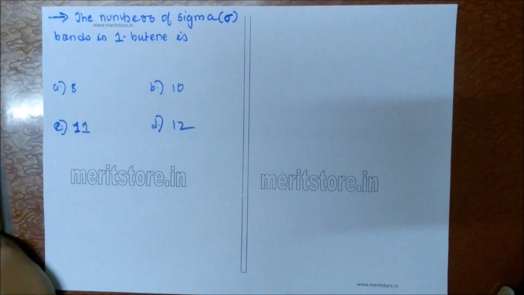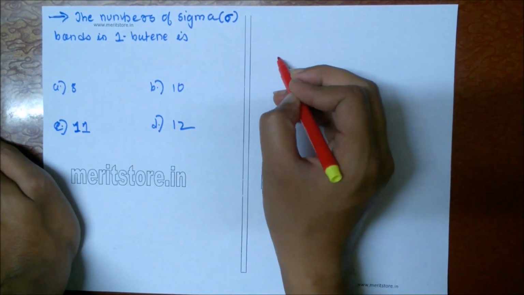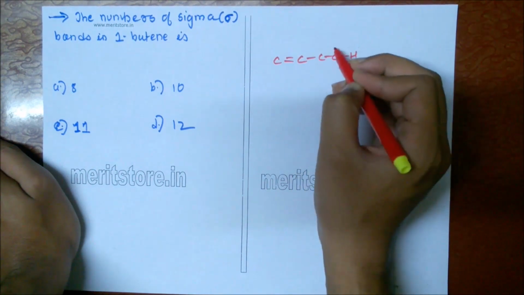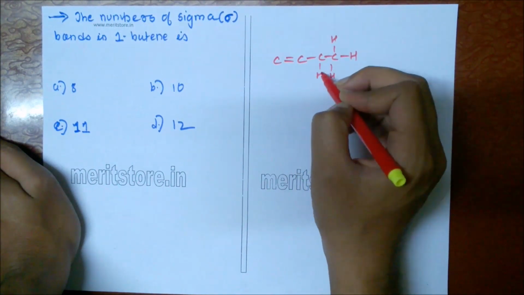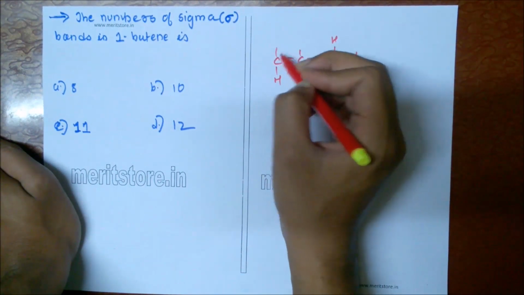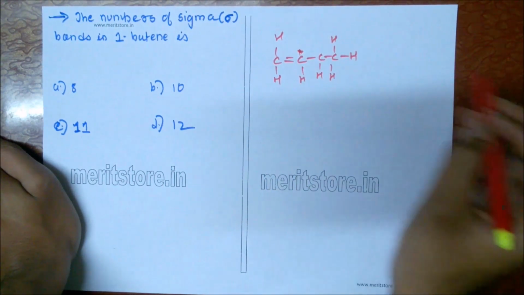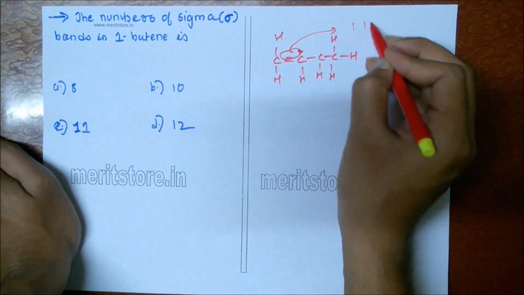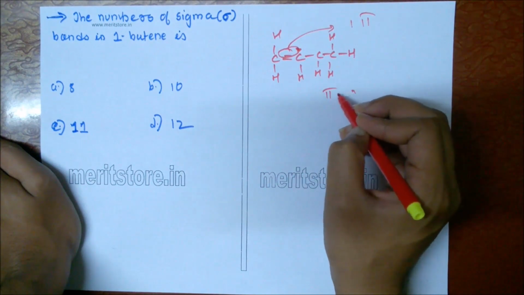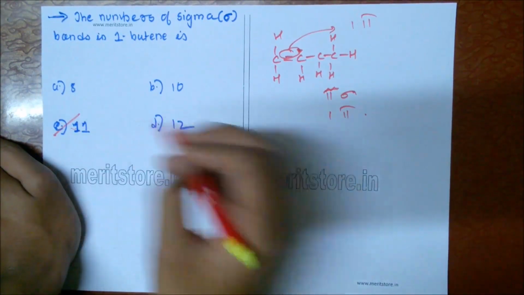Number of sigma bonds in 1-butene: the 1-butene structure is C double bond C, C, C, and hydrogens are attached. So in but-1-ene there is only one pi bond and the rest of the bonds are sigma. So in total there are 11 sigma bonds and one pi bond. So option C is the correct answer.